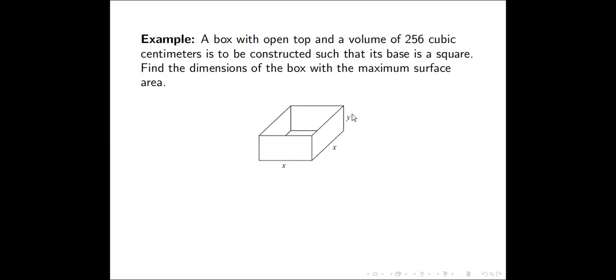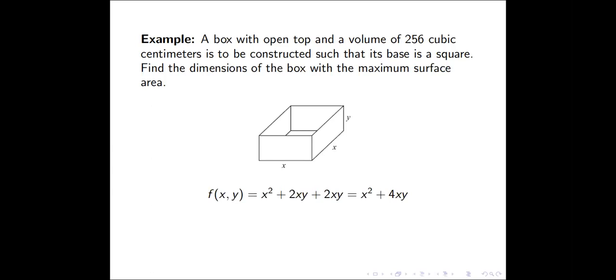Now, if it's not stated that it has a square base, then you have to use x, y, z, and that means you have to extend the method of Lagrange multipliers to 4 variables, x, y, z, lambda. But again, here we only need 3, x, y, lambda. Now, this is the function to be maximized. This is the surface area.